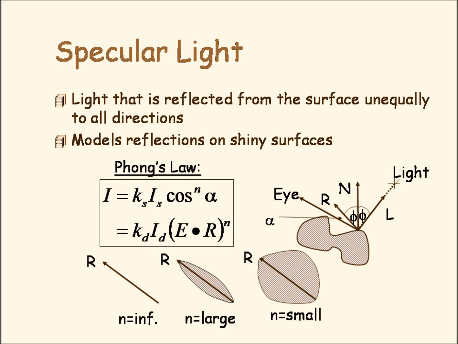Specular light can be calculated with the help of Phong's law, which you can see on the left side in a rectangular box. I = Ks Is cos^n alpha, and in the second line, I = Kd Id into E dot R raised to power n. It is not Kd Id actually, it is Ks and Is into E dot R raised to power n.